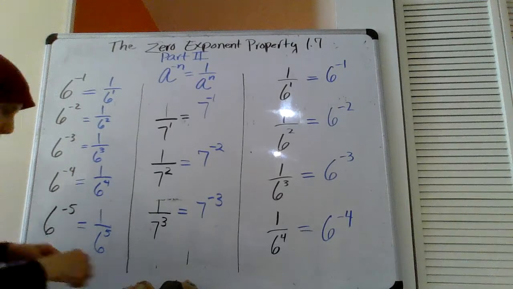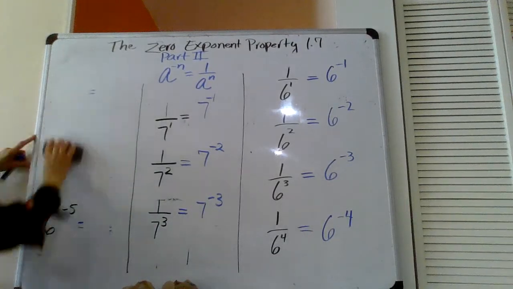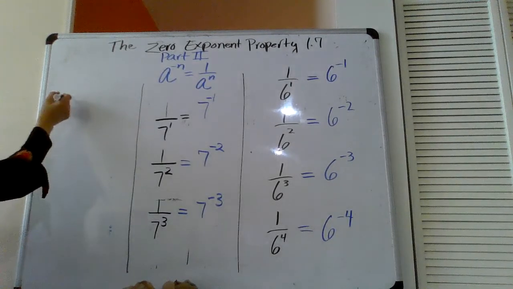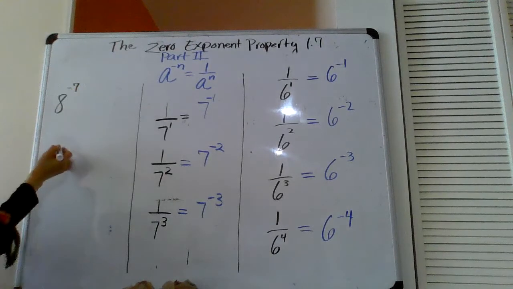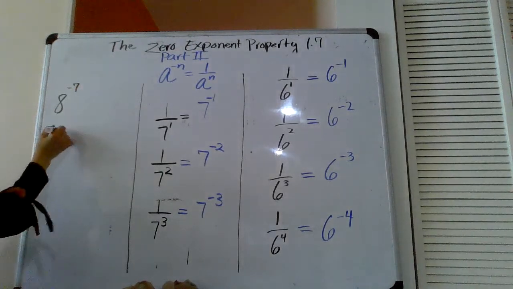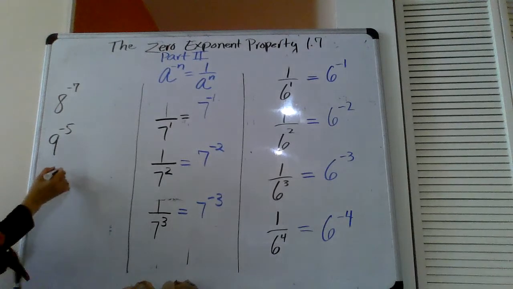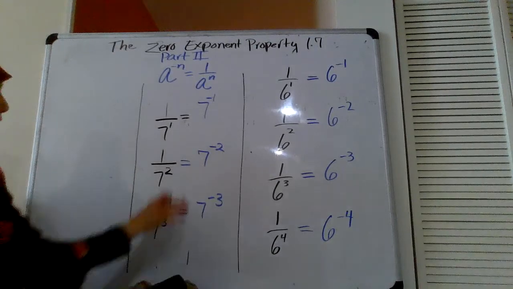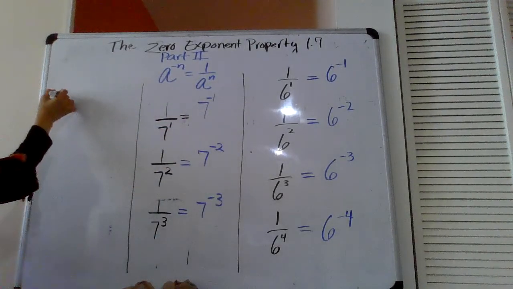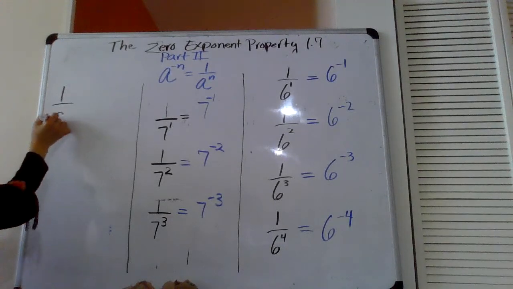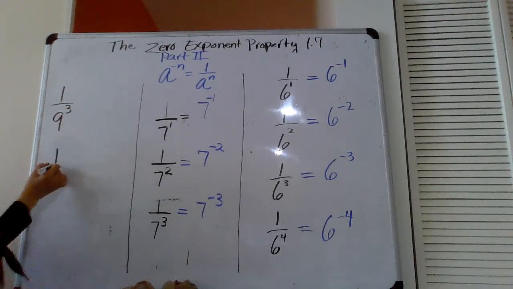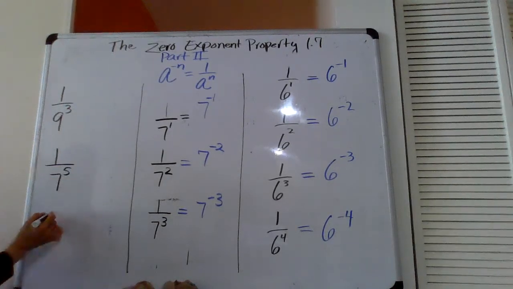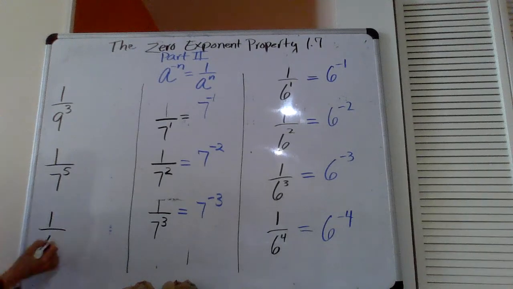All right, let's try one more list. I didn't want this form, I wanted this form, so you can convert it to this form. 1 over 9 cubed, 1 over 7 to the 5th power, 1 over 6 to the 4th power.